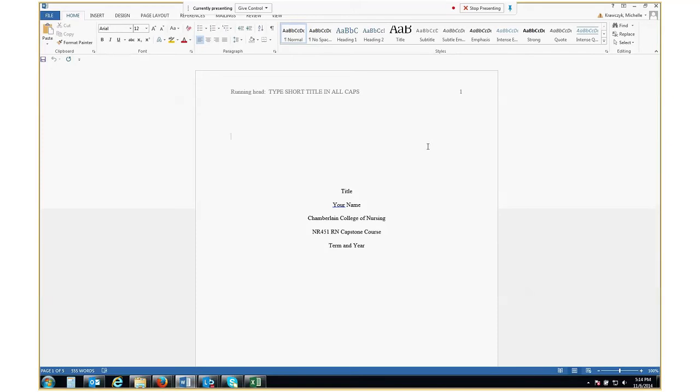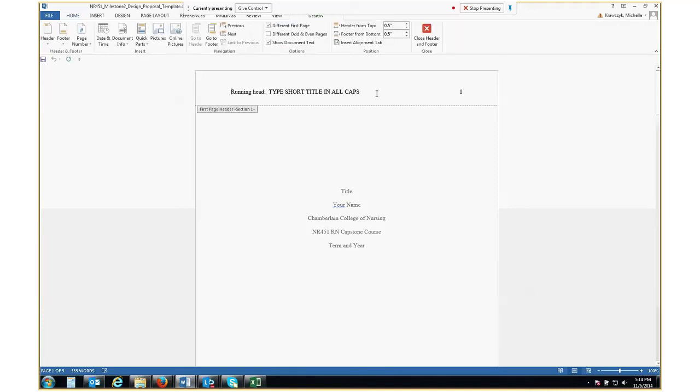And then what you are going to do is you're going to make the changes. So here you will put your title, your name, your term, and year. So this will be November 2014. You'll need to click onto the running head, and I want you to put your running head here, which is a shortened version of your title, and that should be in all caps.